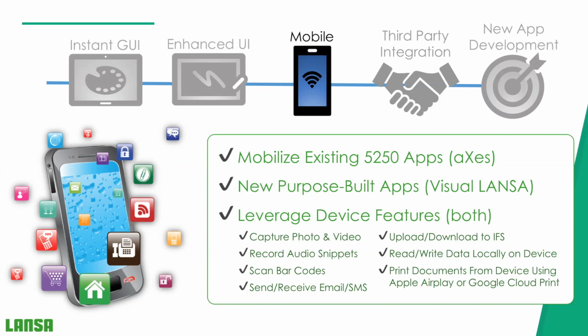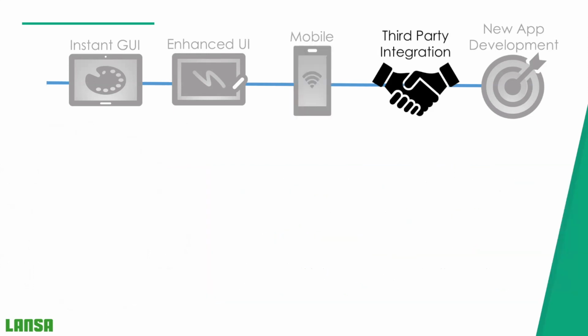So regardless of which tool you decide, your new mobile application can access all the native device features that will make your users more productive and accurate. Things like GPS localization services, barcode scanning, capturing photos and videos, and recording audio, just to name a few.